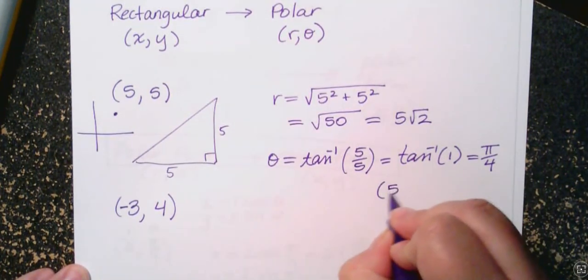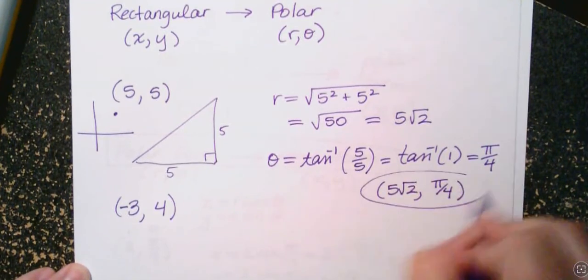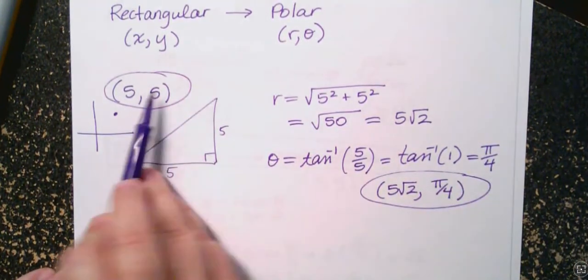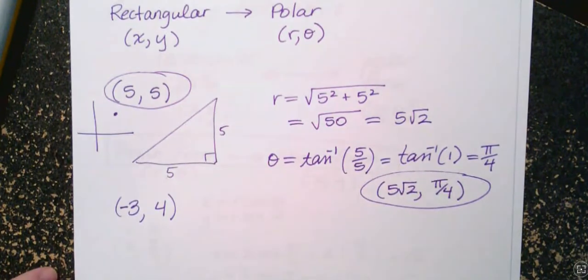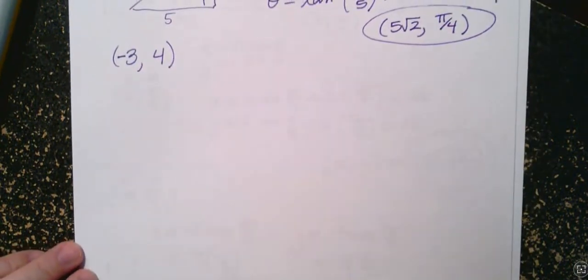So my polar coordinates for this same point, those are the same thing. Rectangular coordinates, polar coordinates. All right, next one. We've got negative 3, 4.